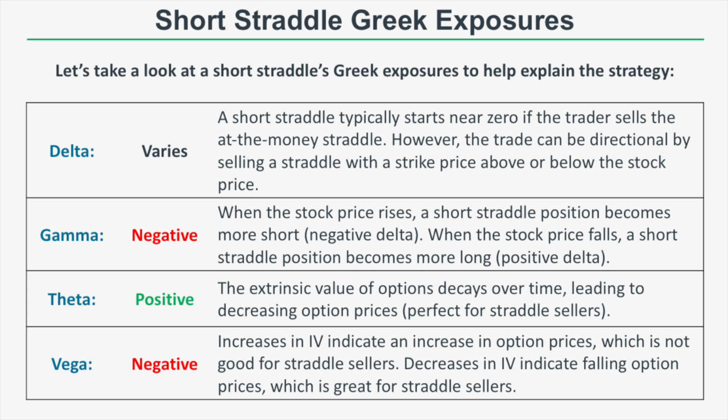So when you bring all of these Greeks together, you learn that a short straddle position makes money from the passage of time because it has positive theta, and it makes money from decreases in implied volatility because it has negative vega. Now, on the other hand, a short straddle position can lose money from an increase in implied volatility or a significant stock price movement in either direction. So, as long as the stock price does not move significantly in either direction and implied volatility does not increase, a short straddle position will profit from the passage of time.